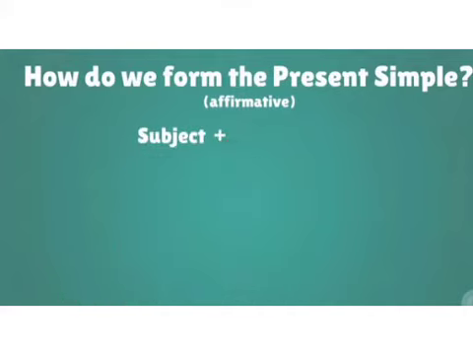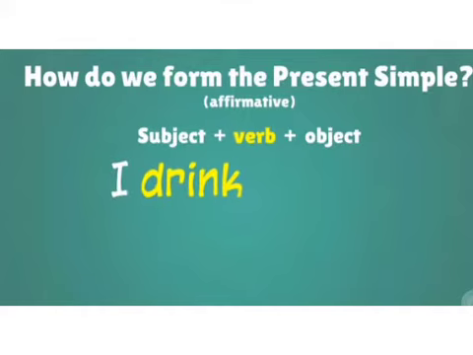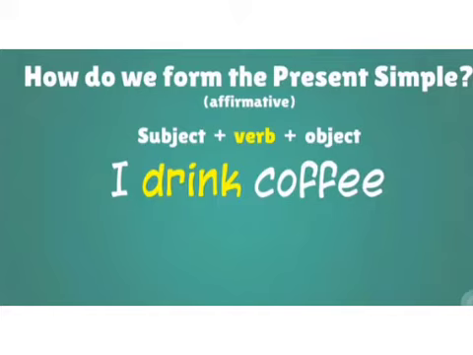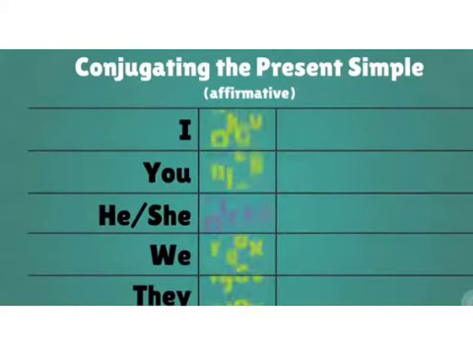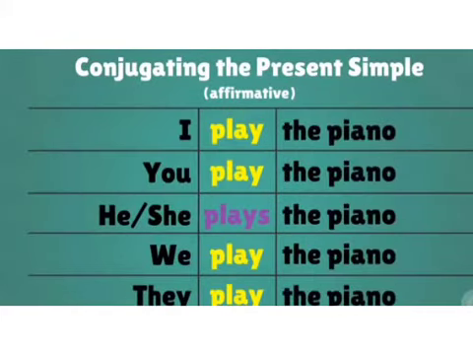Already we have discussed that an affirmative sentence is nothing but a positive sentence. To write a simple present tense sentence, first we have to use subject and verb plus object. Here I is the subject, drink is an action verb, and coffee is the object. I drink coffee. Now let's see affirmative examples with the pronouns.